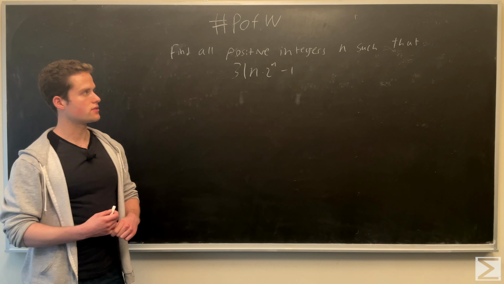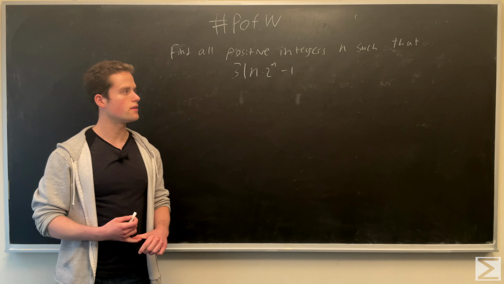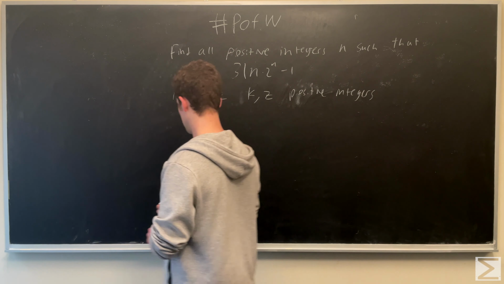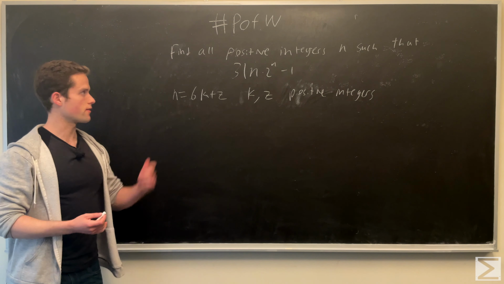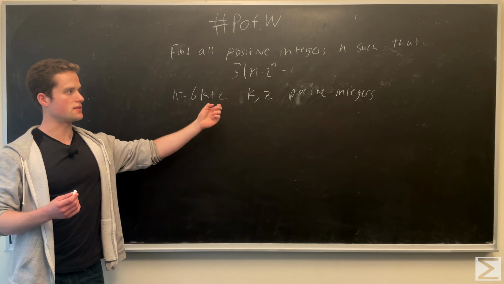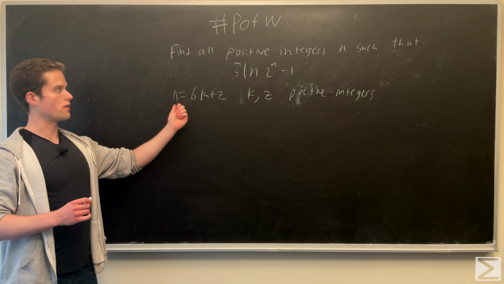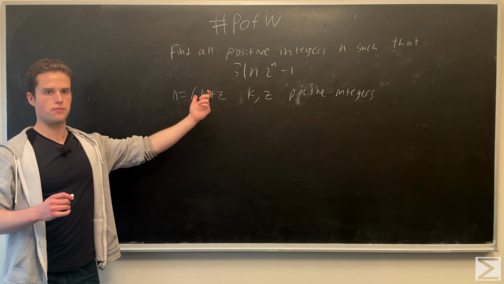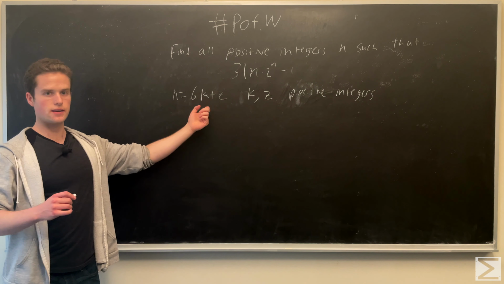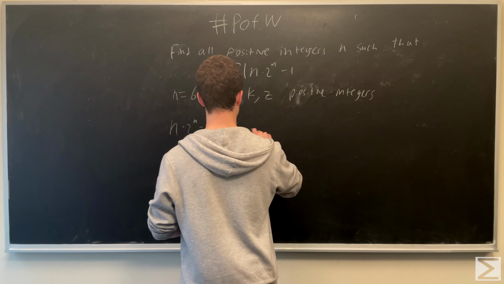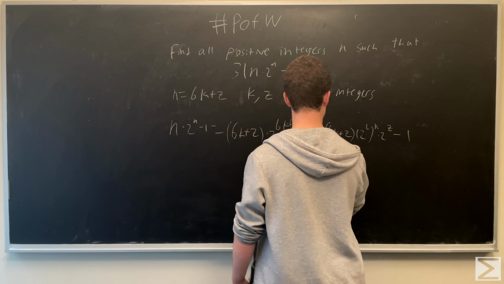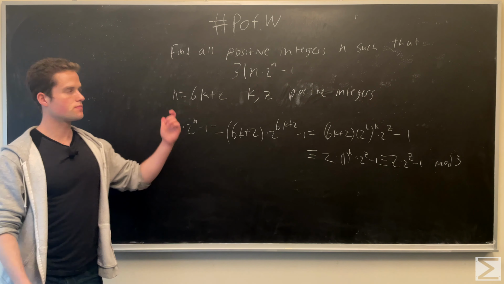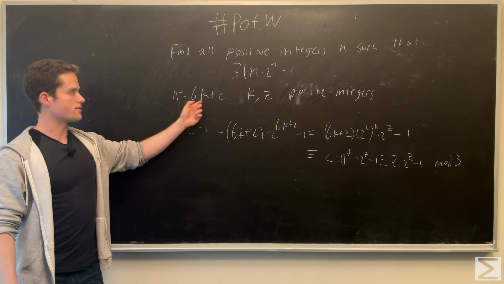So say we have some positive integer n, and let's say we can write our number n in the form 6k plus z, where k and z are positive integers. Now we're going to write n times 2 to the n minus 1 in modular arithmetic modulo 3, and we're going to substitute this in and see how we get something just in terms of z.